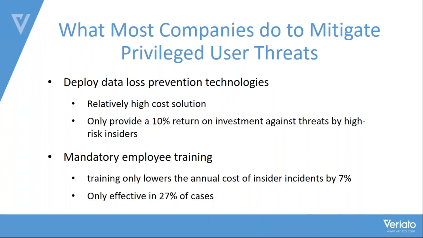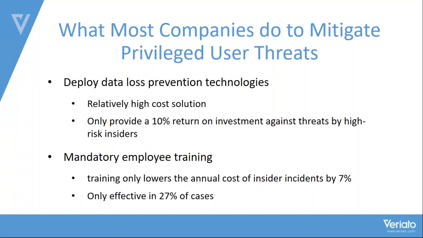All right, so what are most companies doing to mitigate privileged user threats? They're doing things like deploying data loss prevention technologies. Now, here's the thing: relatively high cost. We go out and buy SIEMs. We buy all this stuff, firewalls, IDSs, IPSs. We throw technology at it. But look at what I have here. It only provides a 10% return on your investment against threats by high-risk insiders.